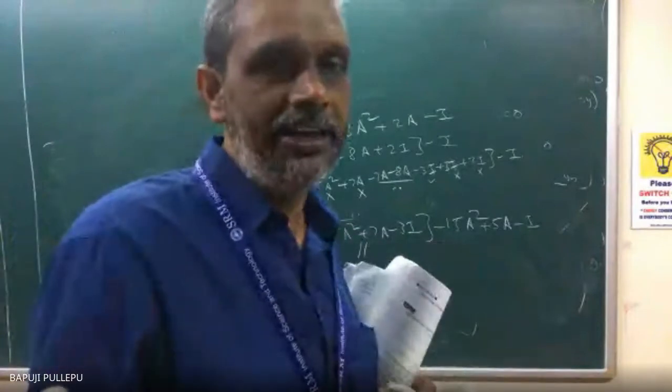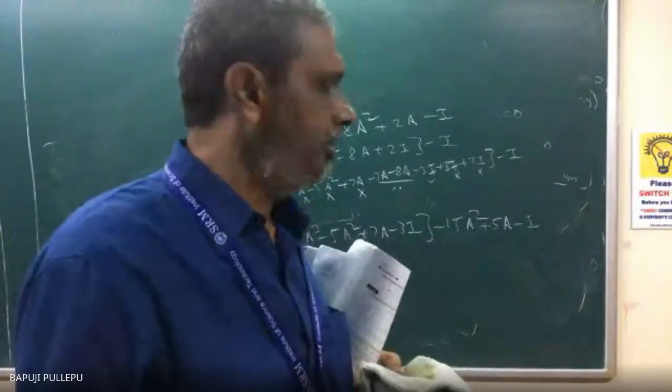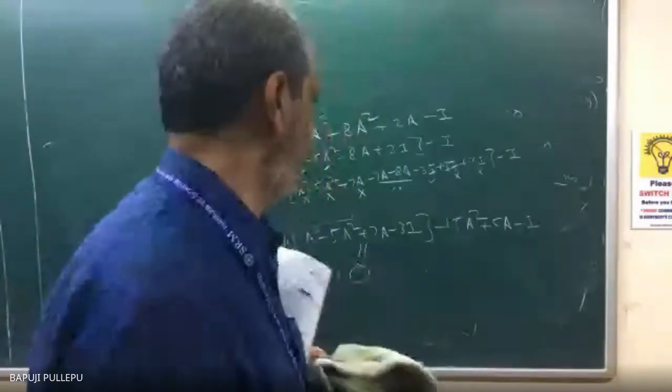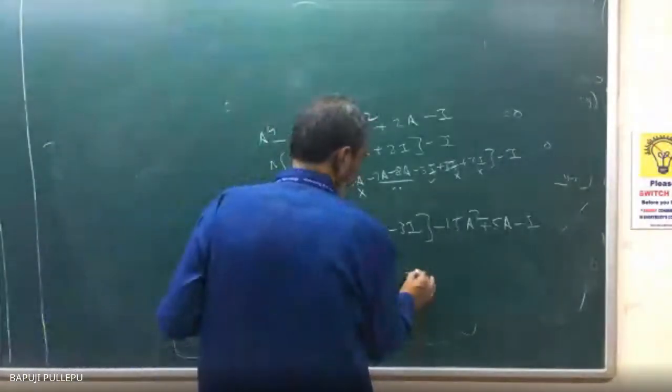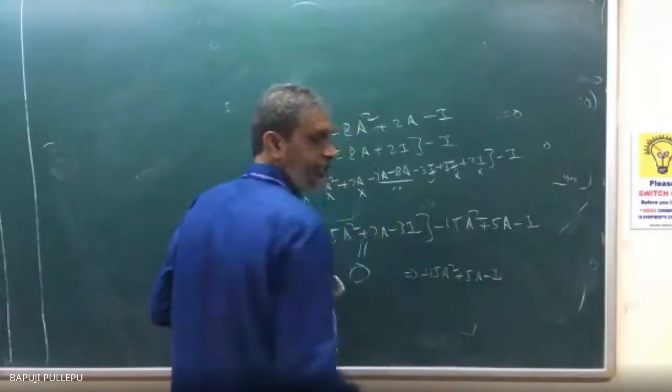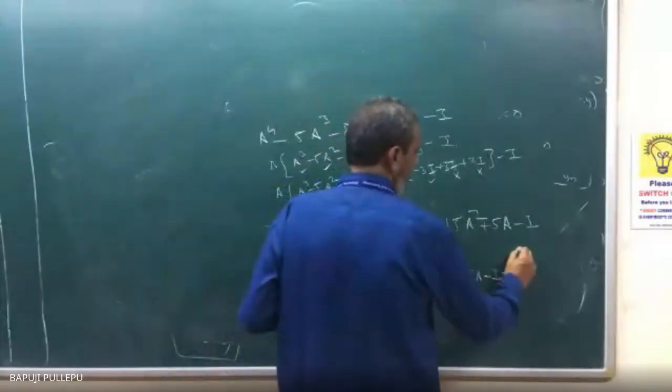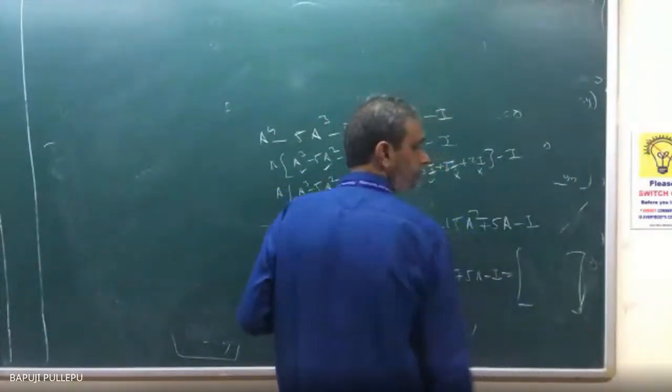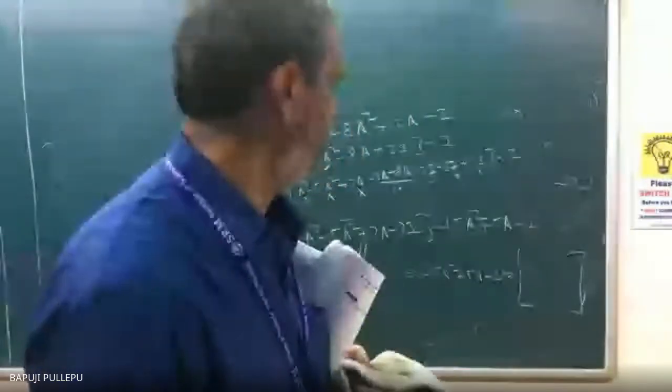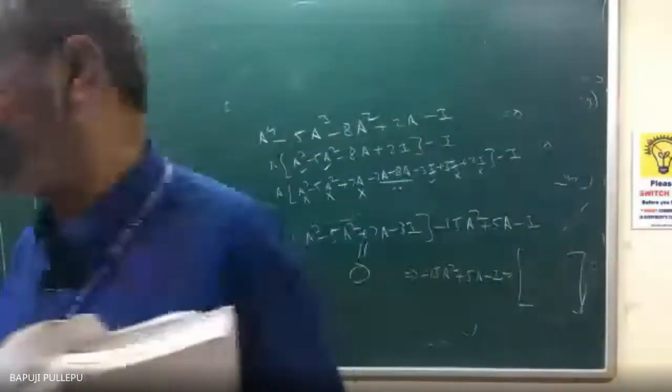This can I do or not? Already a in your hand is there, a square you can find out, then you can do. Any doubt? So this is equal to what? Minus 15a square plus 5a minus i should not write, is equal to 0. This you have to get, one matrix value. Wait. Copy it, sir. Remaining people copy down fast.